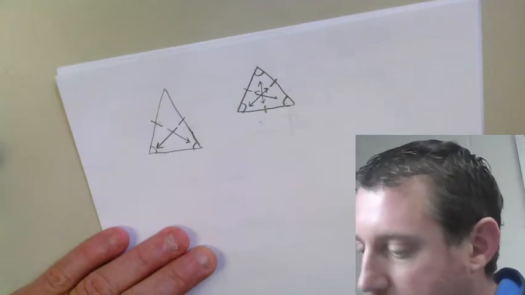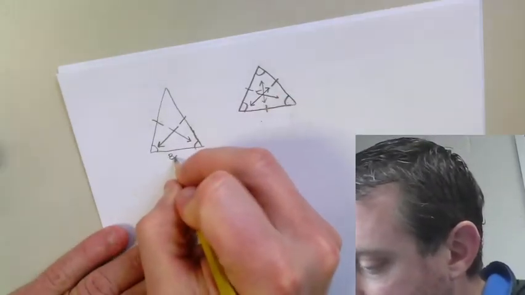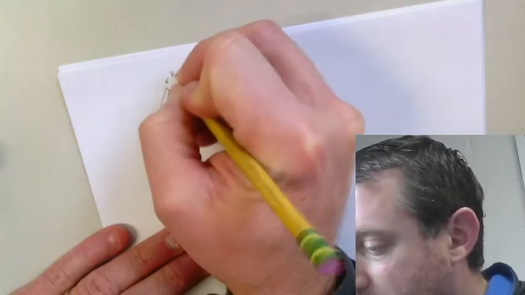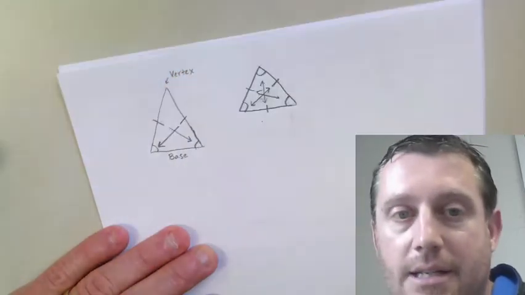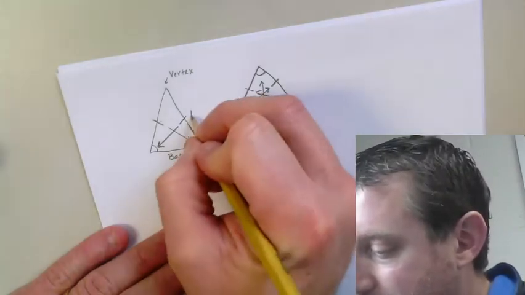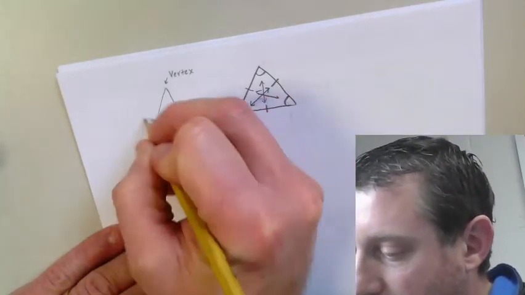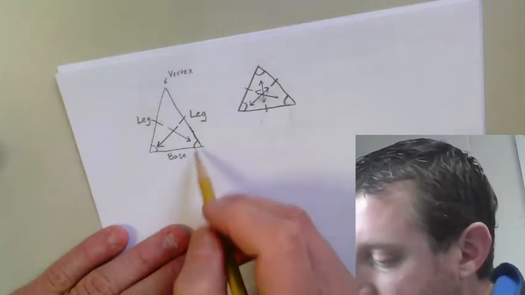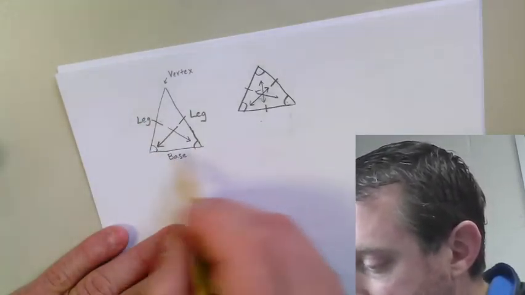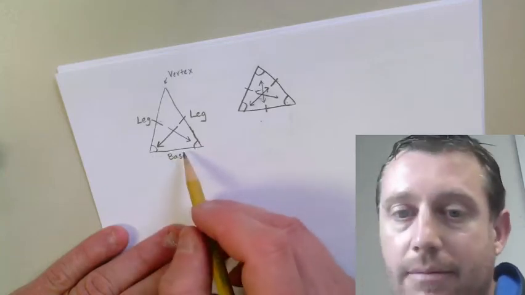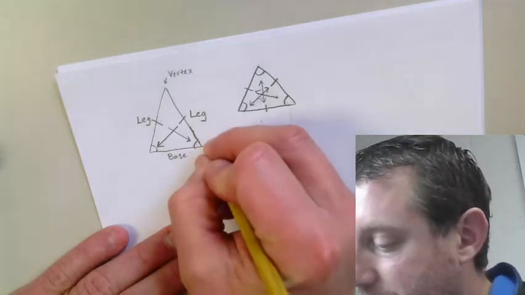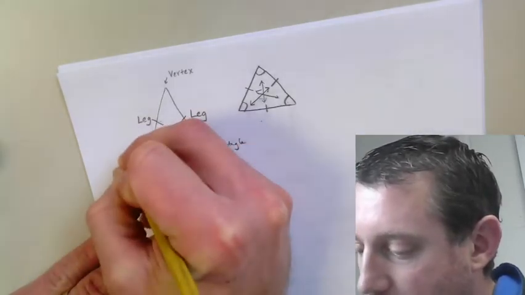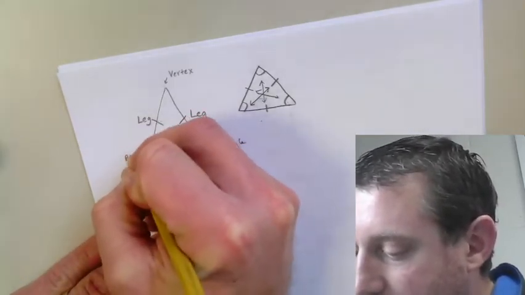Now, this is called the base of an isosceles triangle. This is called the vertex of an isosceles triangle. These sides that are congruent are called the legs of your isosceles triangle. And these angles that are on the base of the triangle, the non-congruent side, those are called your base angles. So we have a base angle here, and we have a base angle there.